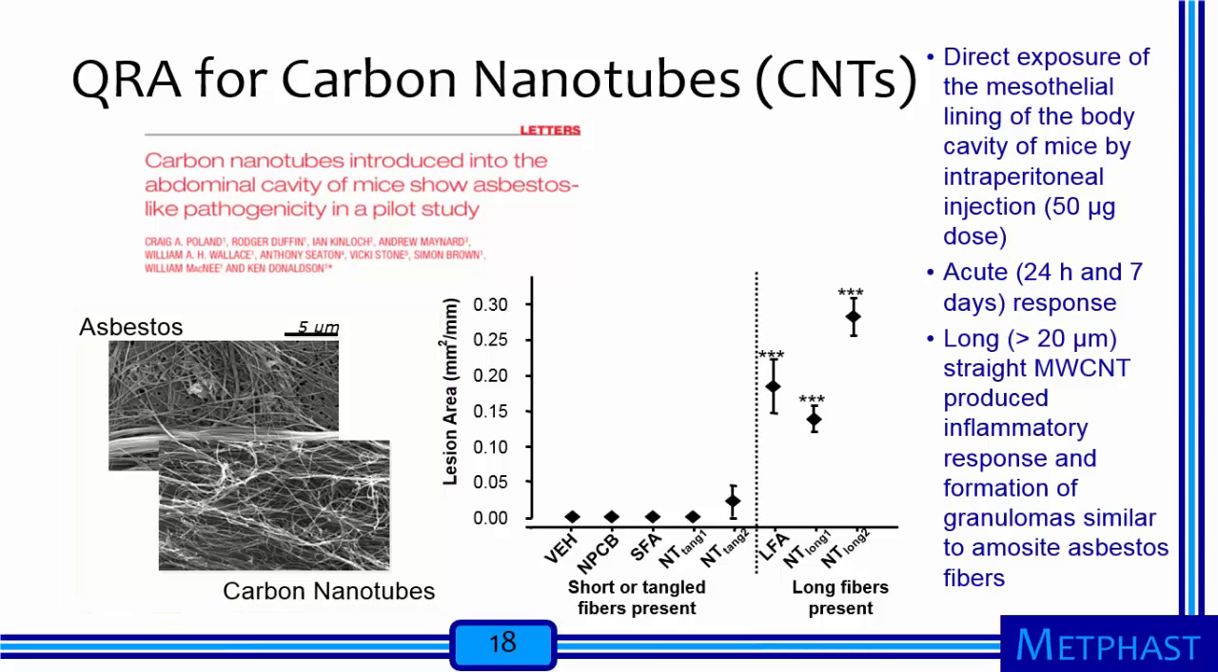Second, the graph on the right-hand side shows the lesion area for exposure to different types of particles. It is clear that short fibers of any kind are less toxic than long fibers. Thus, the lesion area for short fiber amosite asbestos is much less compared to that for long fiber amosite asbestos. Most significantly, the long, that is greater than 20 micrometers, straight multi-wall carbon nanotubes produced inflammatory response and formation of granuloma similar to that by long fiber amosite asbestos fibers.